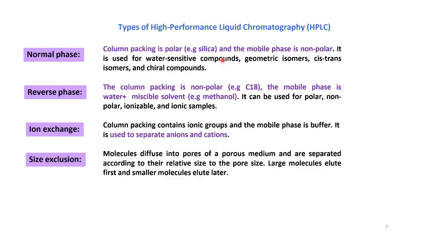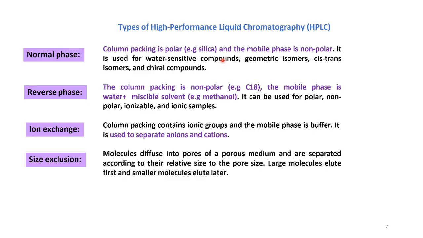So in the column packing contains ionic groups, and the mobile phase is buffer. It is used to separate anions and cations. So the separation happens on the basis of the mechanism of ion exchange.